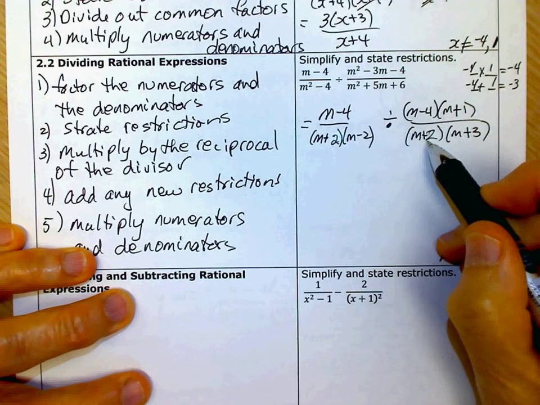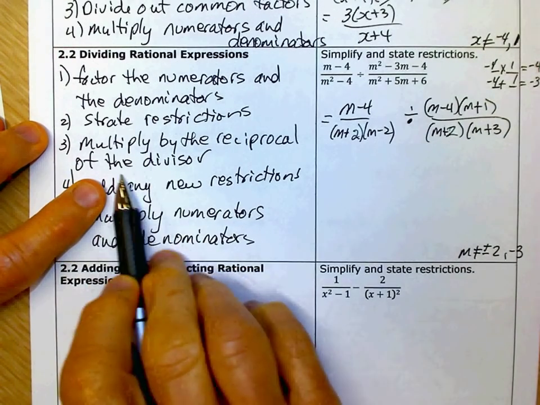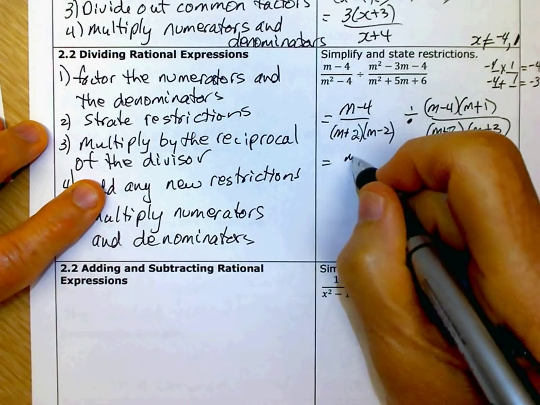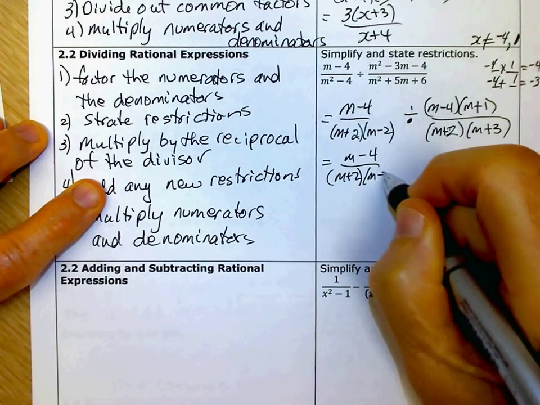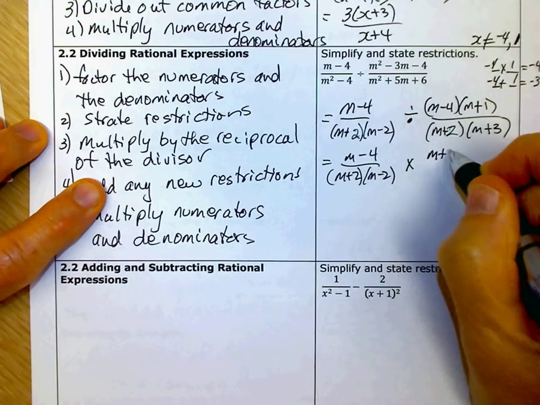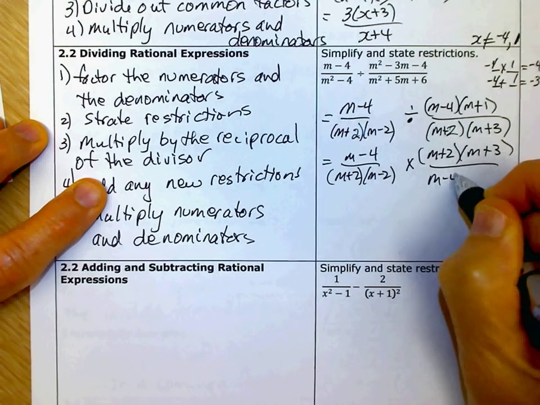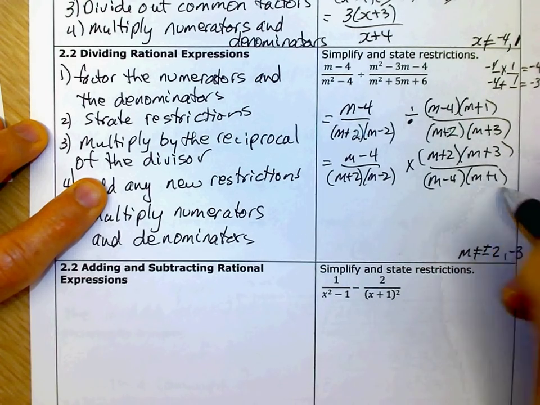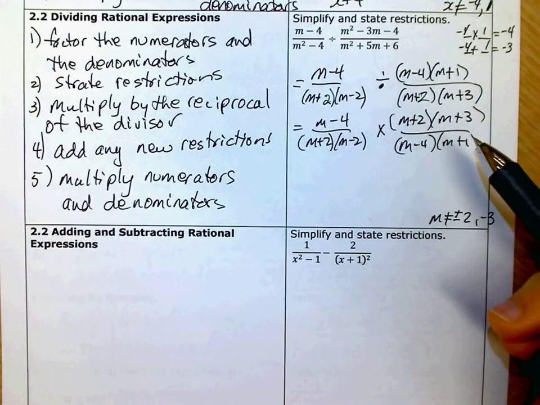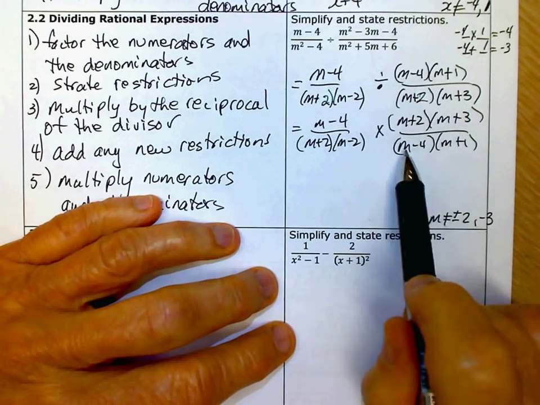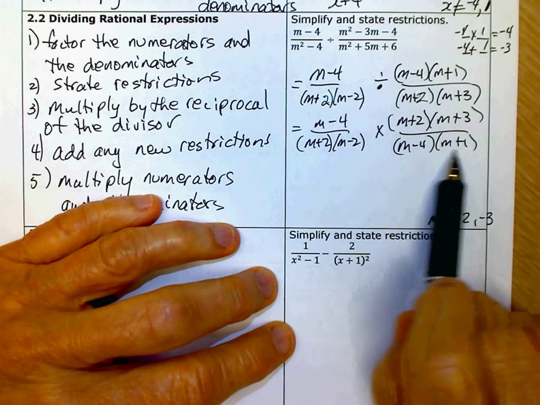Let's now multiply by the reciprocal of the divisor. M minus 4, m plus 2, m minus 2 times m plus 2, m plus 3, all over m minus 4, m plus 1. Alrighty. Did we get any more? Oh, look, we have more restrictions because now when we multiply by the reciprocal, we have a new denominator, so m cannot be 4 or negative 1.